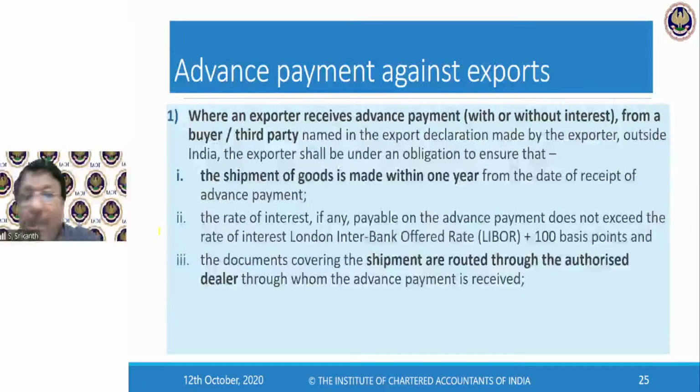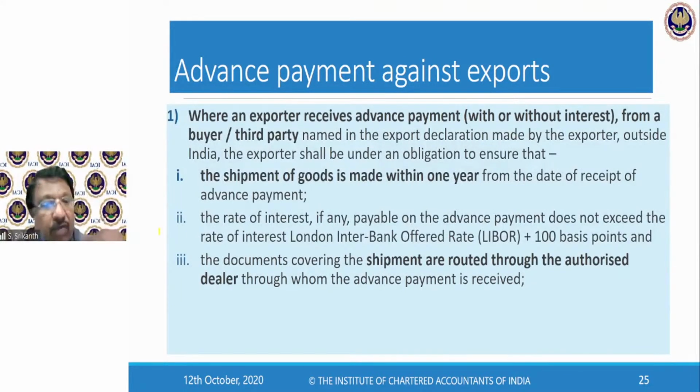1 year you have to make a shipment. The rate of interest, if any, payable on the advance payment does not exceed the rate of interest, which is the LIBOR, London Interbank Offer Rate, plus 100 basis points, right? Sometimes, when he's giving an advance payment and you are delaying, from the date of his delivery.